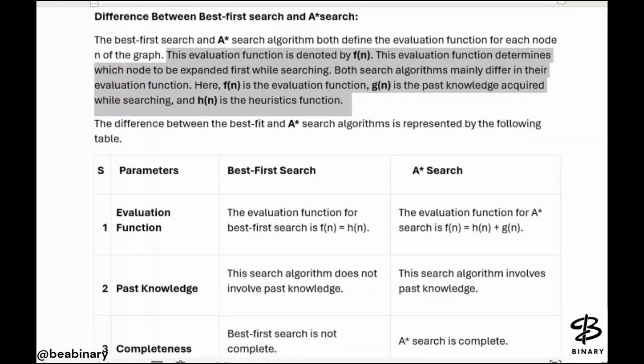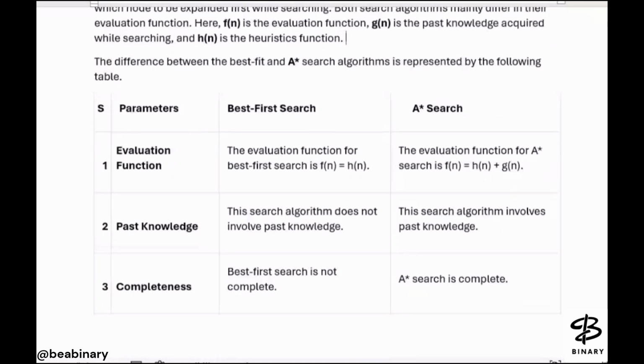So when we talk in terms of the evaluation function, the evaluation function of BFS is just f(n) = h(n), where h is the heuristic function. And when we talk about the A asterisk search, the evaluation function is f(n) = h(n) + g(n). Now, what comes under the past knowledge? BFS does not involve any past knowledge because it does not involve g(n), or the cost here. But the A asterisk function involves the past knowledge.